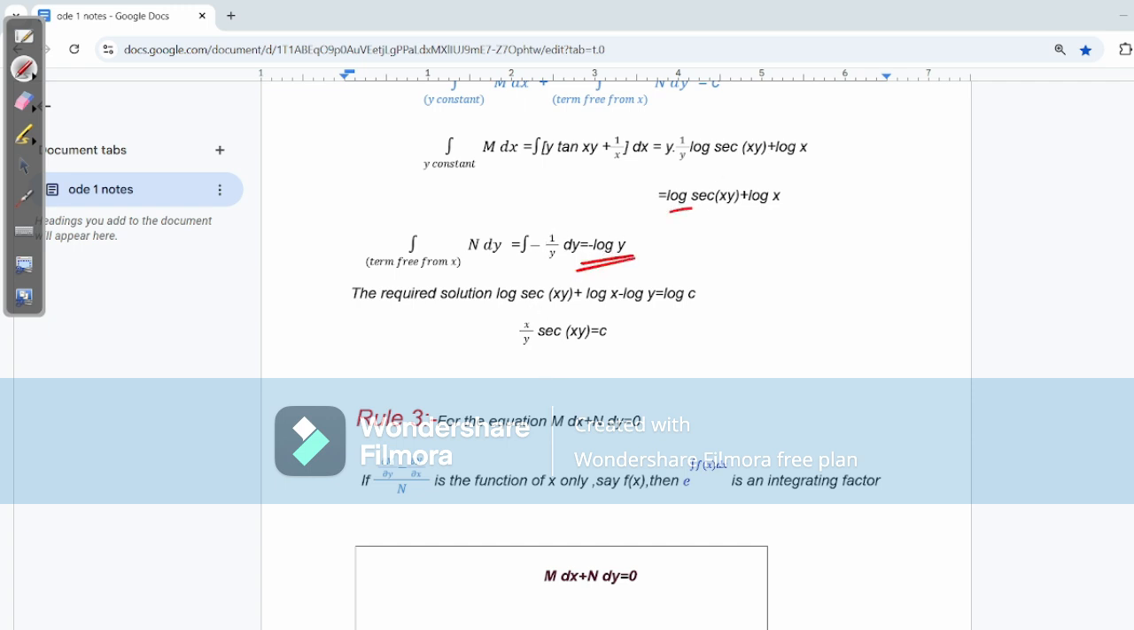So add this to this, and when you add it gives log secant xy plus log x minus log y equals log c, or else (x by y) into secant xy equals c, which is the required solution of this differential equation.